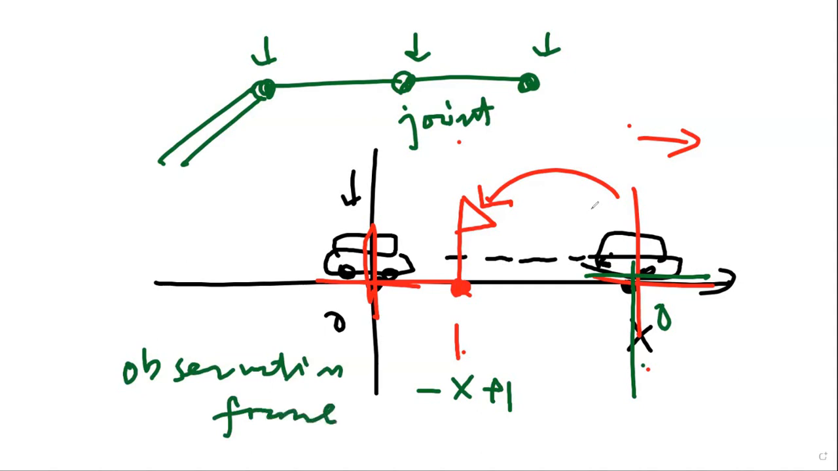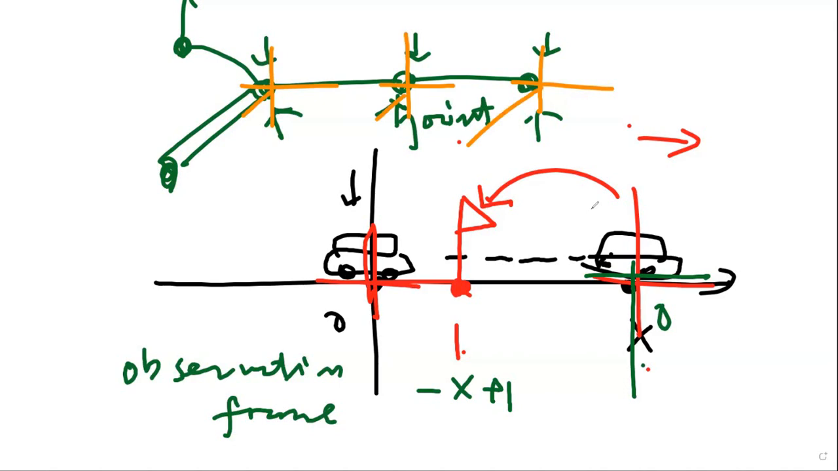Each joint will form an observation point. So when your joint number 1 moves, your joint number 2 will already move to somewhere. Okay, joint number 3. With respect to each joint, there will be one observation frame associated with it.